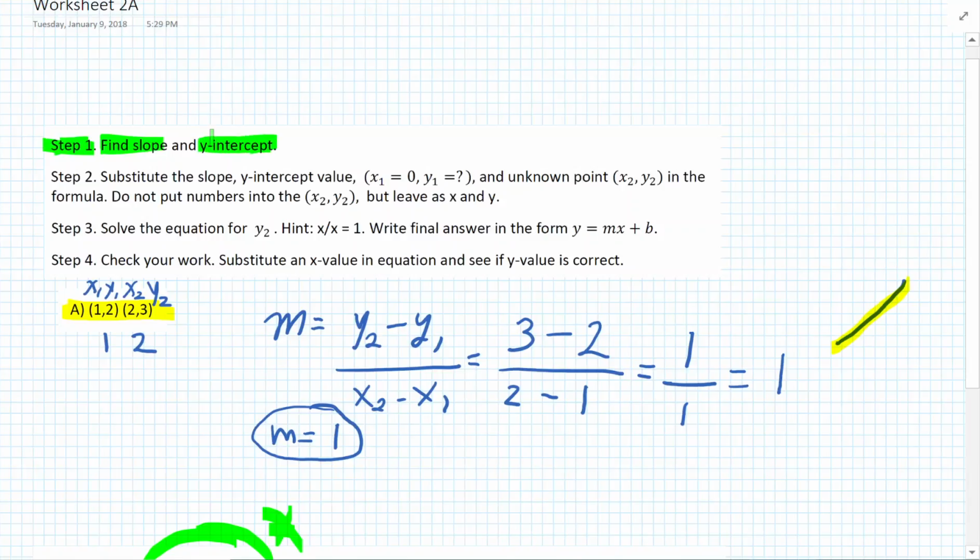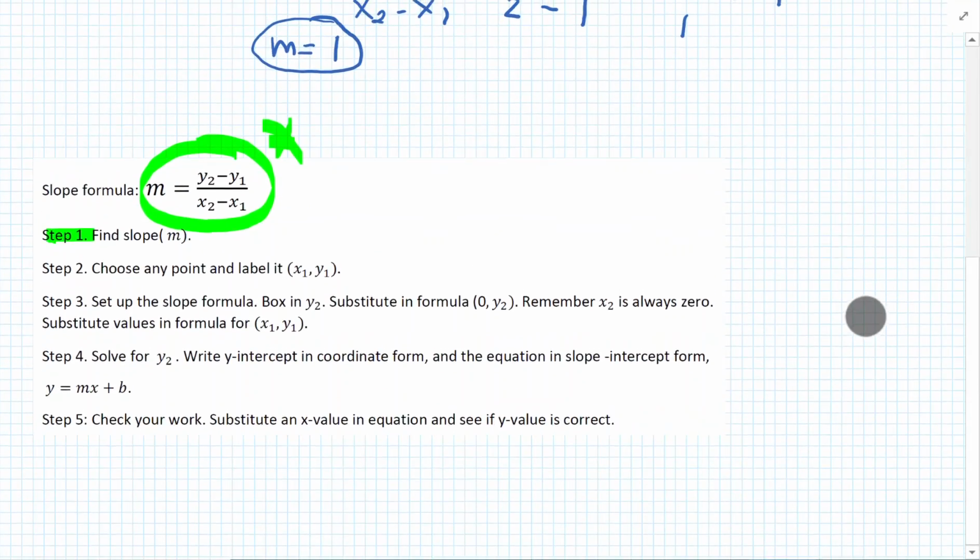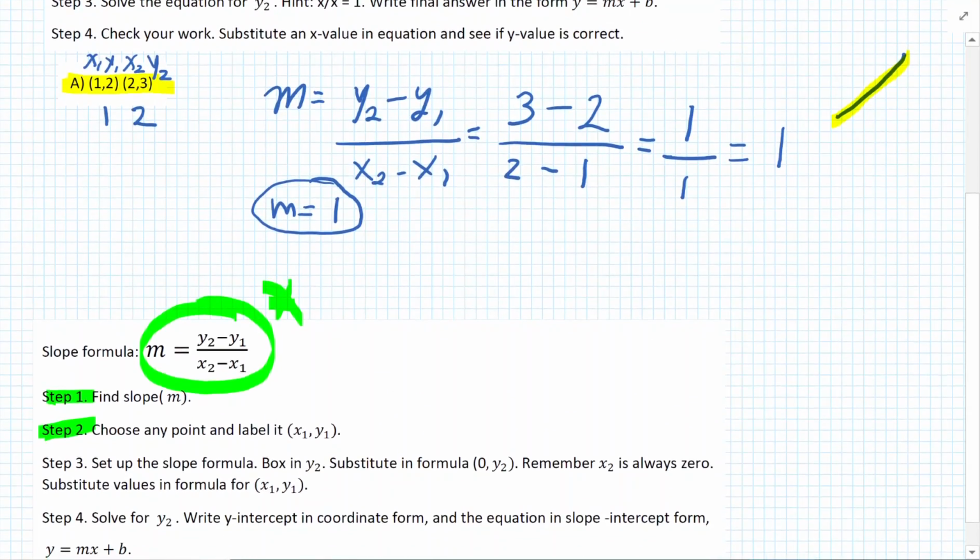How do we do that? Well, we need to revisit the previous steps. We need to go to step 2, which is choose any point and label it x1, y1. Have we done that? Yes, we have. We have done that right here. Point 1, 2. So let's bring down the data and put it above this. x1 is going to be 1, y1 is going to be 2.